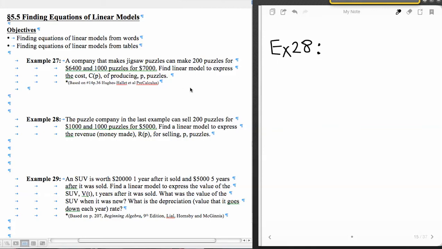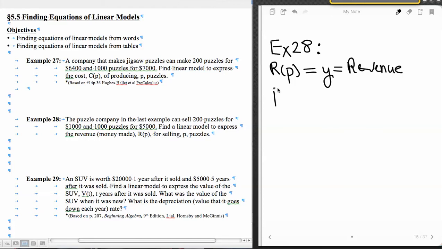So our next one says the puzzle company in the last example can sell 200 puzzles for $1,000 and 1,000 puzzles for $5,000. Find a linear model to express the revenue made, R of P, for selling P puzzles. So they can sell them this time rather than buy them. So R of P, that's the revenue. That's what we're going to call this. So R of P, that's our y this time. And so this is our revenue, that means money made from the puzzle.